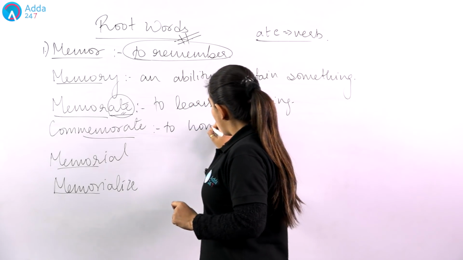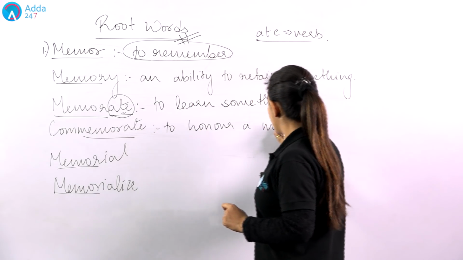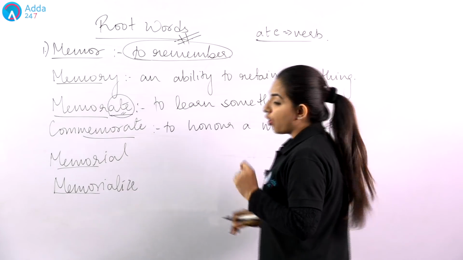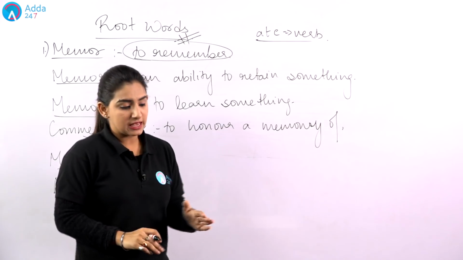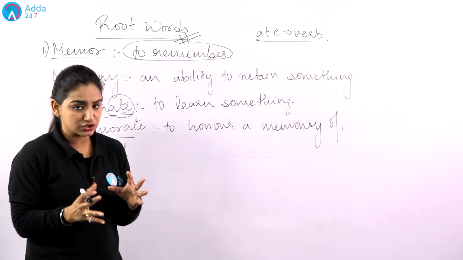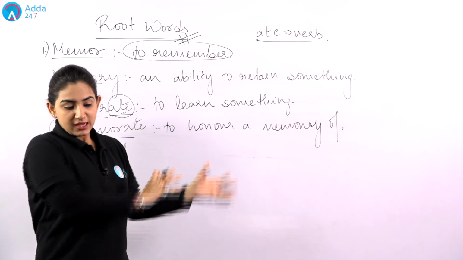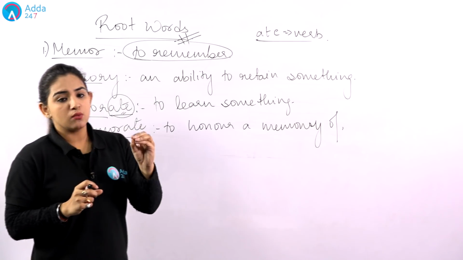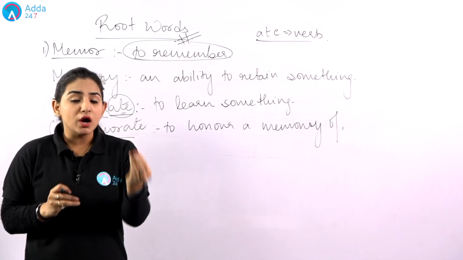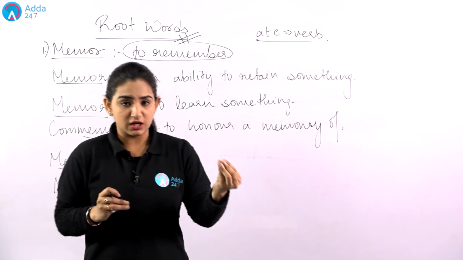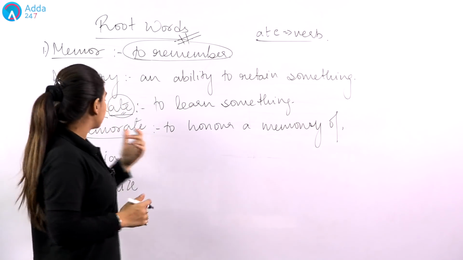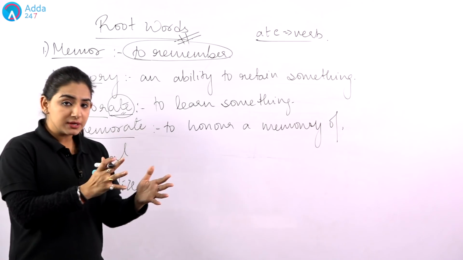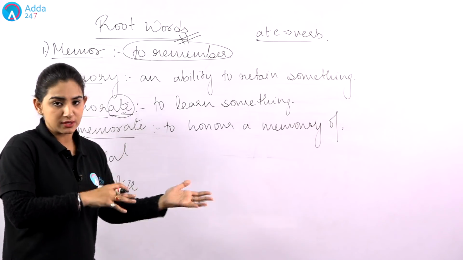It means to honor the memory of someone. You must have seen award functions in the memory of somebody. This award is in the memory of somebody. For example, there was an award function held after Yashraj ji. That was commemorate. It means you are giving honor to somebody in his or her memory.